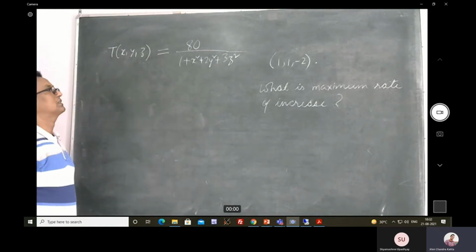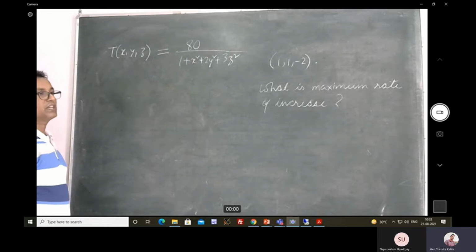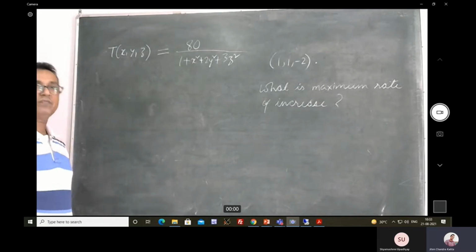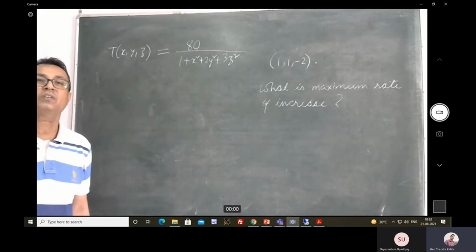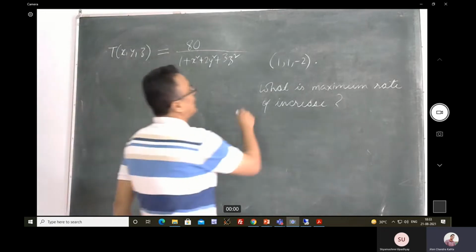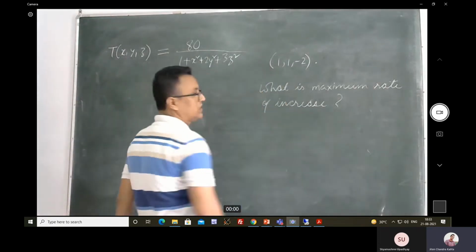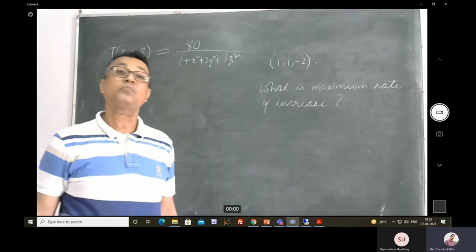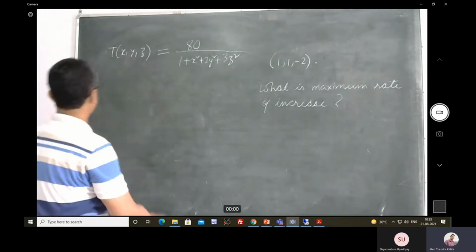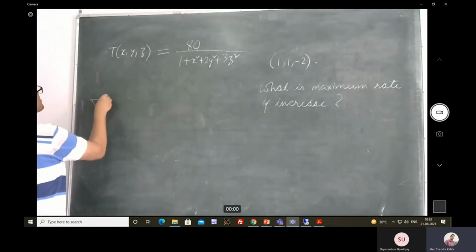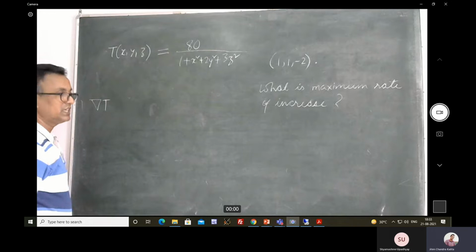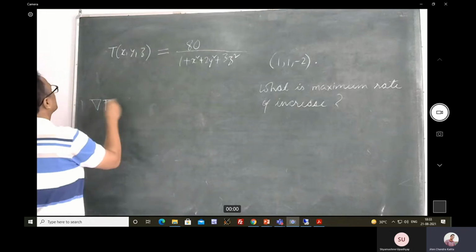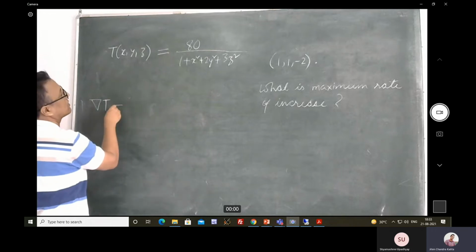Now, firstly, you know that the directional derivative is maximum in the direction of the gradient vector. So if I want to find out in which direction the rate of change of temperature is fastest, what we must do, firstly, we have to find out the gradient of T.